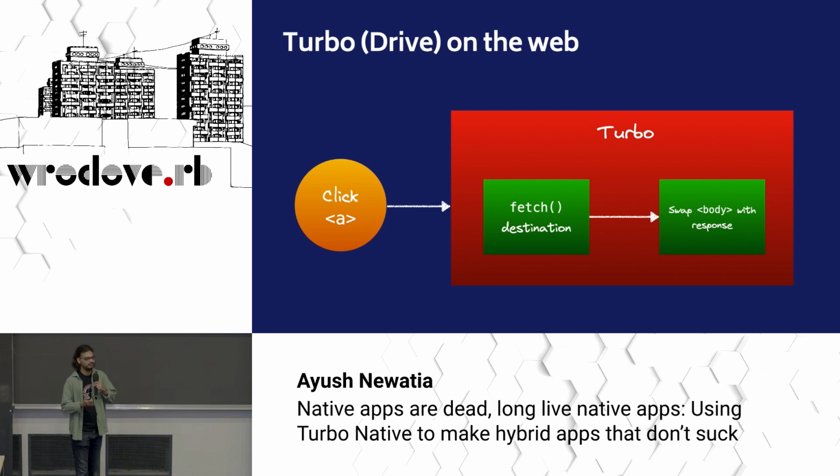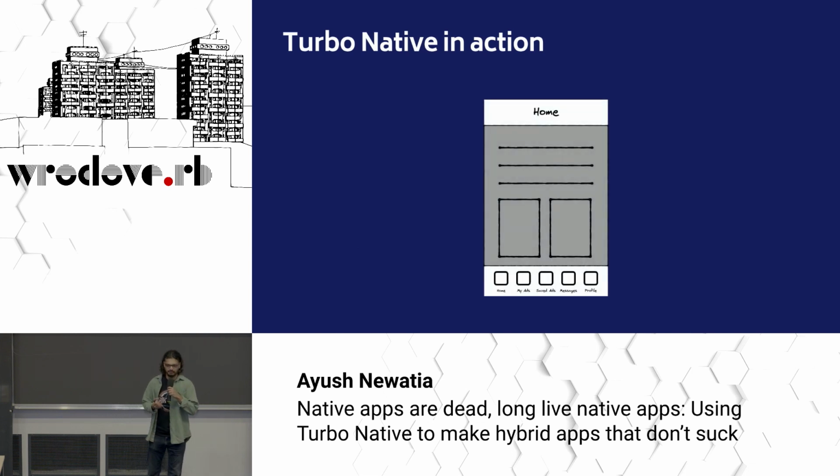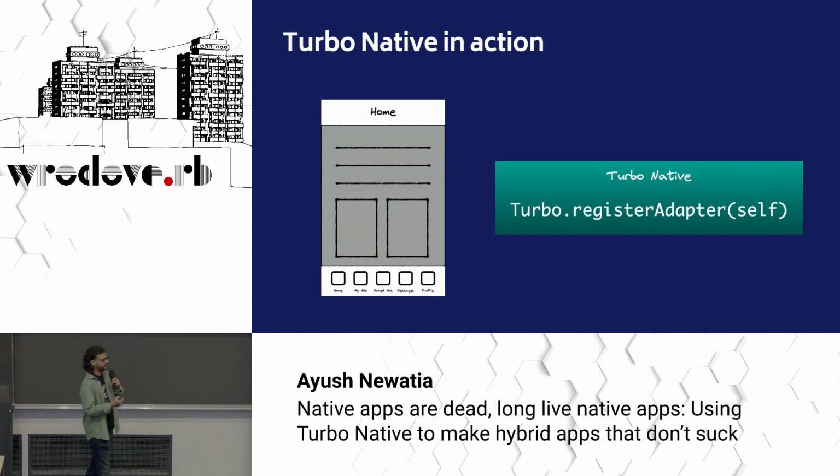So how does Turbo Native augment this flow? Well, when your app loads a web page for the first time, Turbo Native will install itself as an adapter on Turbo Web. How does it do that? Well, both iOS and Android have native APIs that let you communicate with JavaScript in a web view. So it's a two-way pathway with a web view. So Turbo uses that to install itself as an adapter, and it allows Turbo Native to place itself right in the middle of Turbo's request cycle.